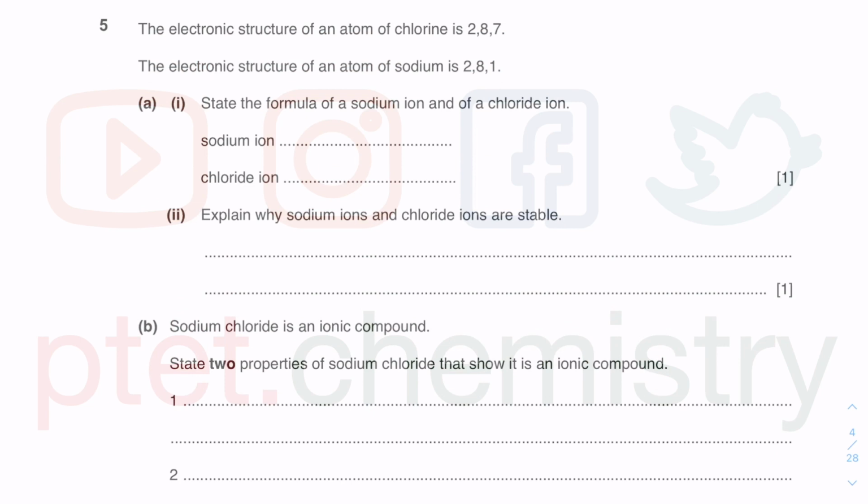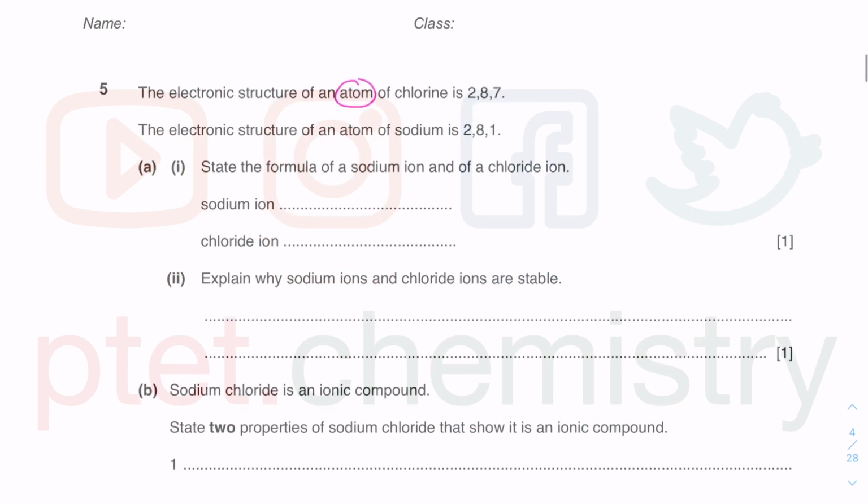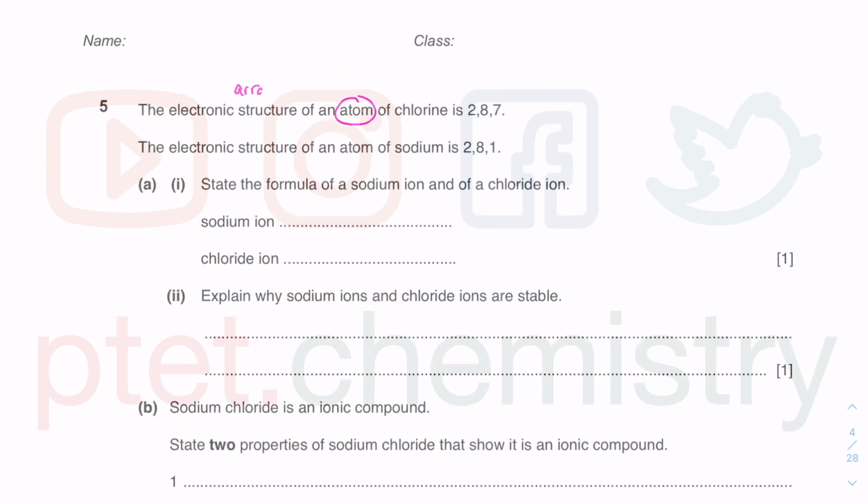In the next question, we have the electronic structure of an atom of chlorine. So what does this electronic structure tell us? Sometimes they call it electronic arrangement, sometimes electronic configuration. They all mean the exact same thing, whether it's configuration, arrangement, or structure. So this is the first shell, followed by the second shell, and then the third shell. As we can see, the first shell and the second shell are fully filled, so the third shell is not completely filled yet, and the third shell is the outermost shell.